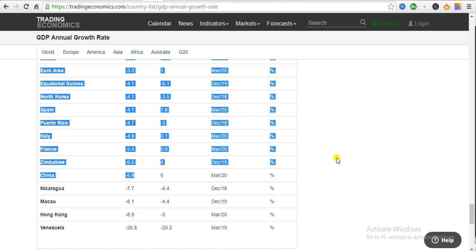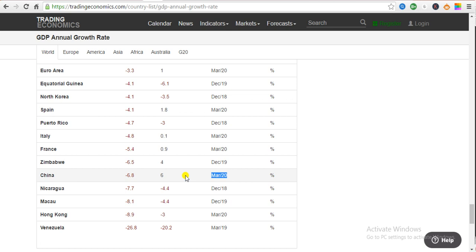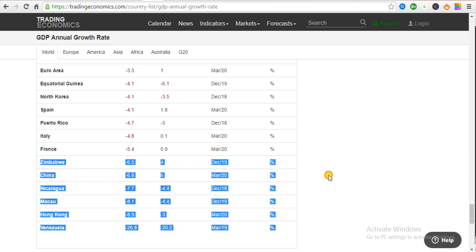Minus 6.8. So this is for March 2020, so this is really up-to-date information. It's showing the impact of the pandemic, all right? And oh yeah, there's this star player here.